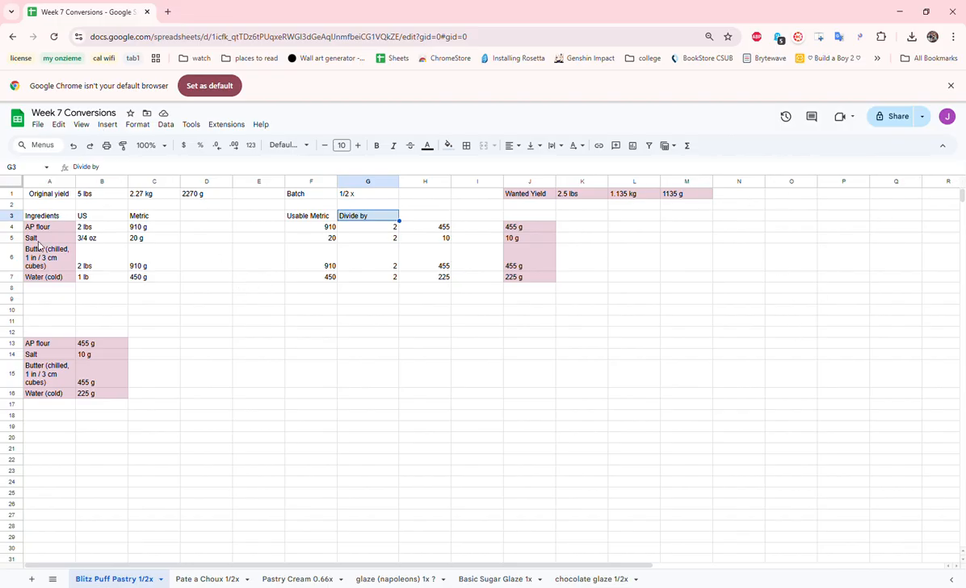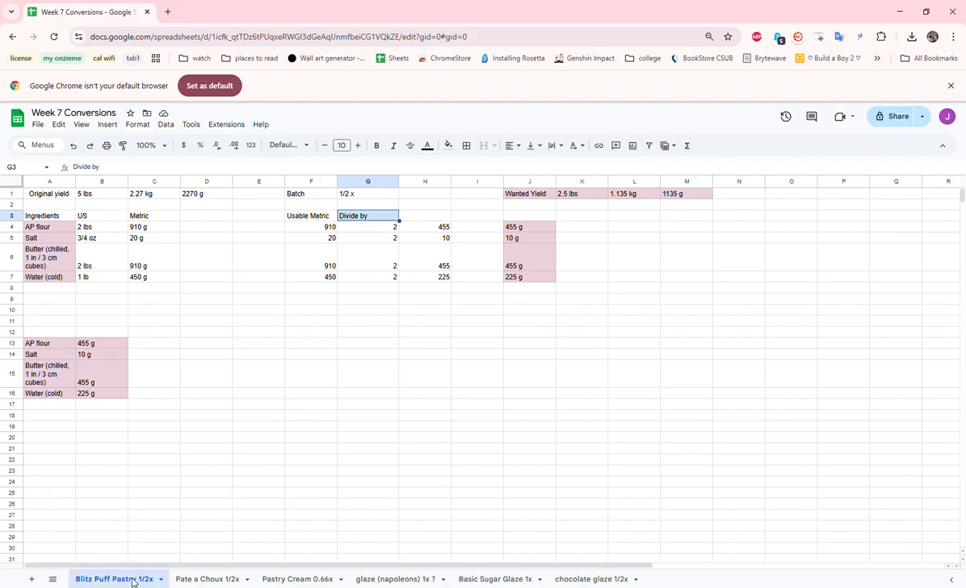As you can see, I have everything open. As always, we have the original yield with the ingredients inside column A, the US measurement in B, metric in C, and we can always follow along with usable metric, what we are going to divide or multiply by, what we get, and our wanted yield.